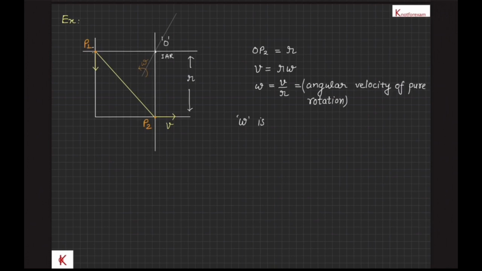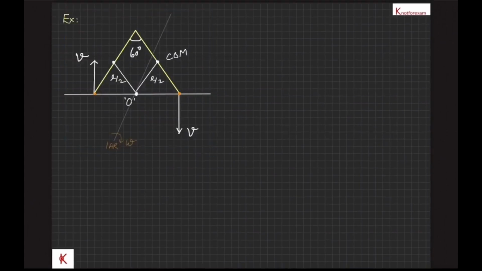And omega is unique and will be same about each point on the rigid body. Let's take another example of a uniform wire of mass 2m and length 2l, representing two sides of an equilateral triangle. Velocities of two ends are V as shown in the diagram. We want to find out the total kinetic energy of this wire frame.